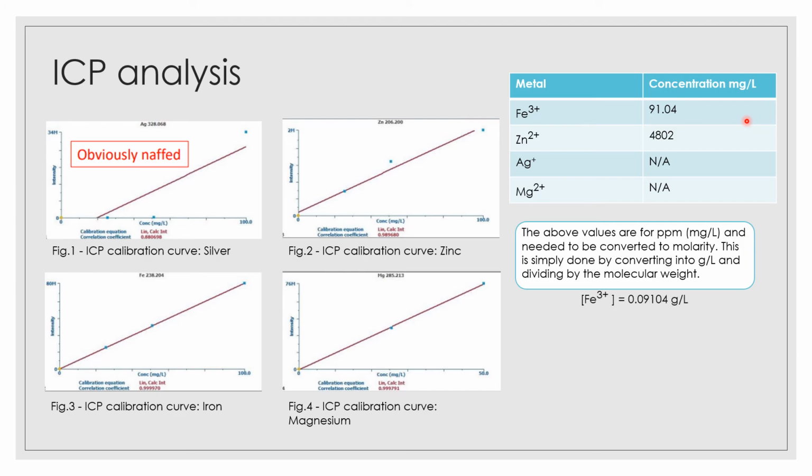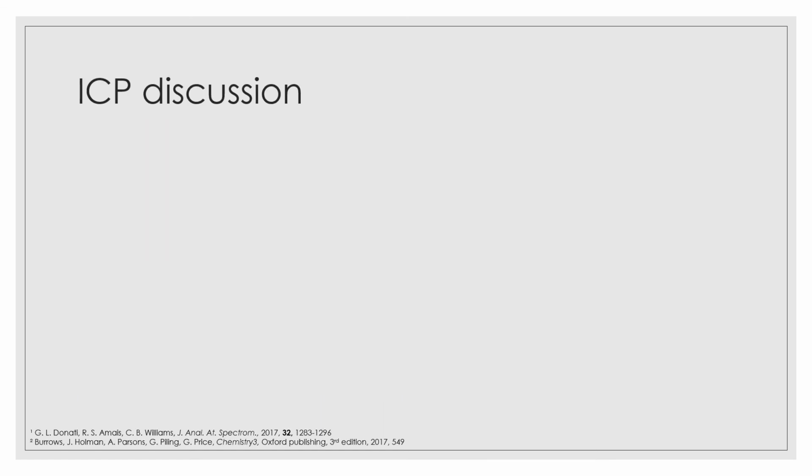So first of all, you can convert into grams per litre, and then it's just as simple as finding the molecular mass, and you divide the concentration by the molecular mass, and you'll get moles per litre. This will give us a concentration of 1.63 times 10 to the minus 3 moles per litre for the iron 3+. Following the same for the zinc, we'll get a concentration of 7.345 times 10 to the minus 2 moles per litre.